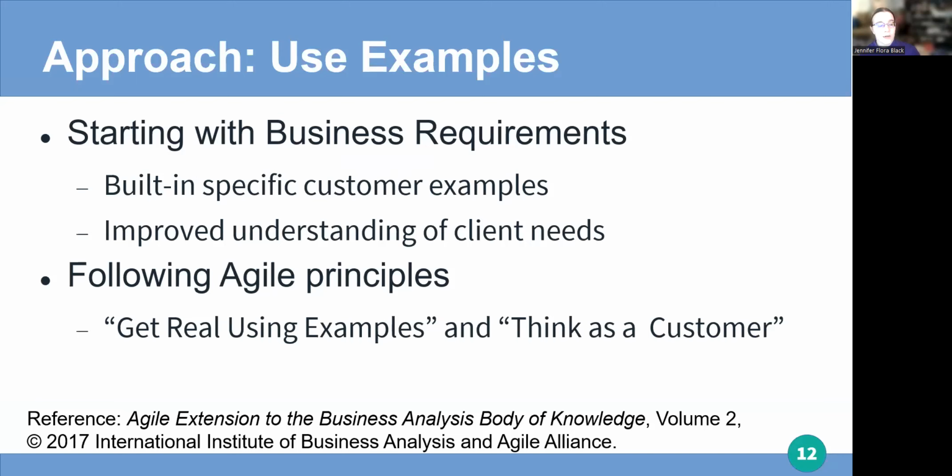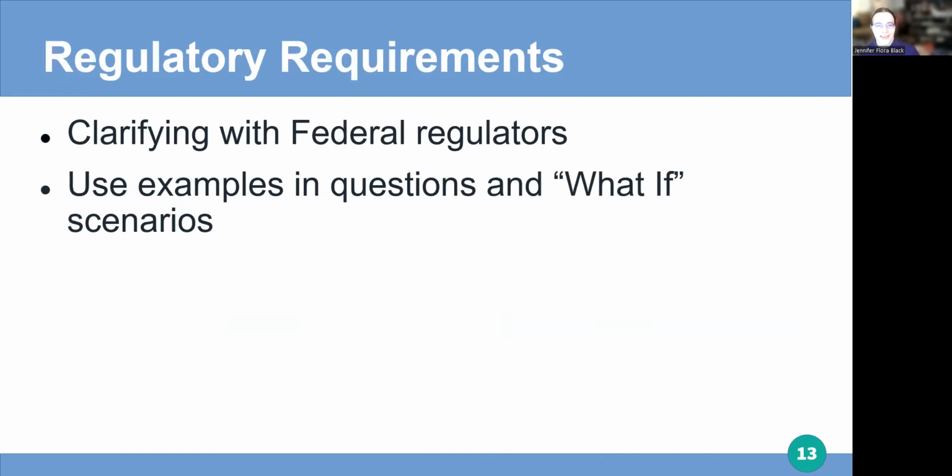So we started with business requirements. We built in examples using our clients' input, which also gave us a much better understanding of our clients' needs. And that's a typical agile software development principle: use real examples and think as a customer. This was also something we used in our regulatory work. So we clarified with our federal regulators using examples, questions, and what-if scenarios.